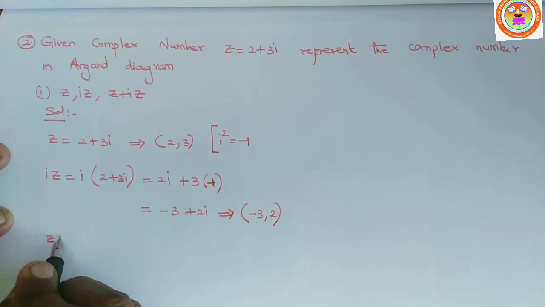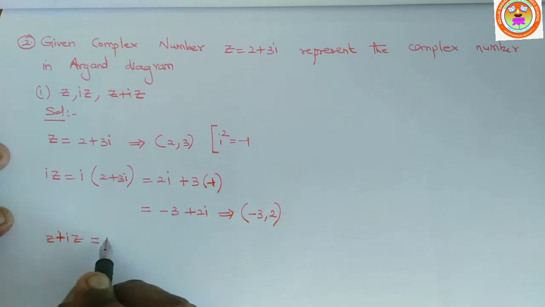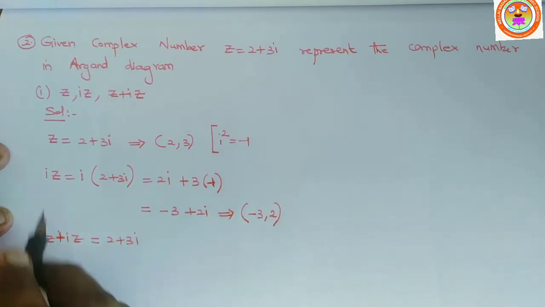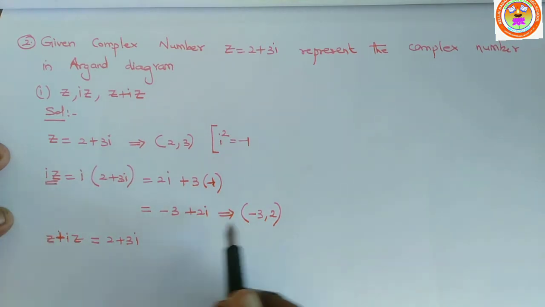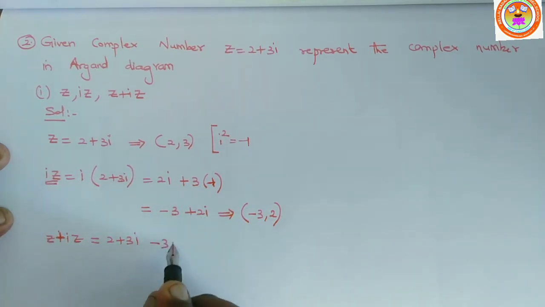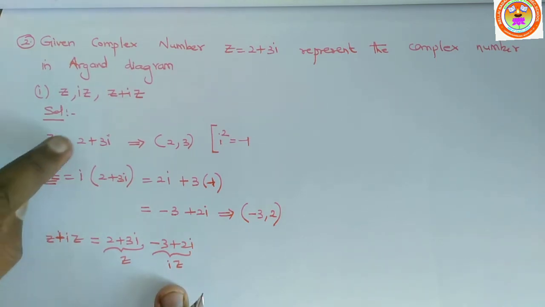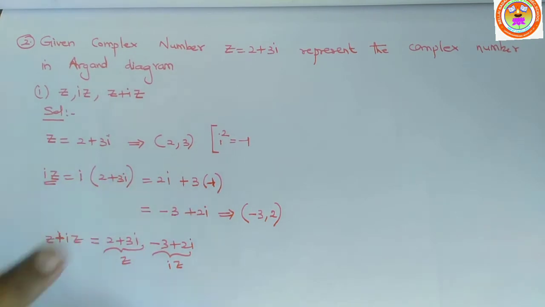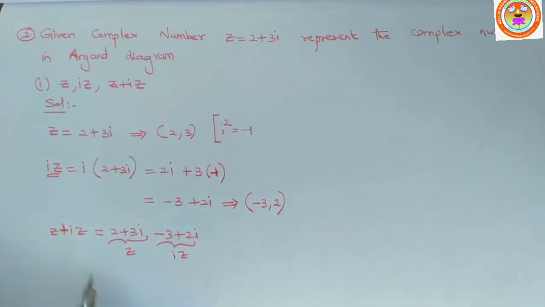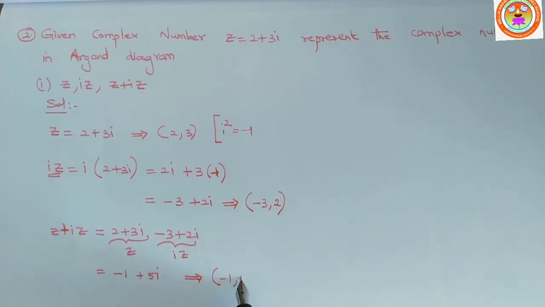The next step, z plus iz. What is the z value? 2 plus 3i. What is the iz value? We have already found the iz value: minus 3 plus 2i. This is z, this is the iz value. z plus iz. So it was very easy, no? You don't need to do i into z once again. 2 minus 3 is minus 1, and 3i plus 2i gives 5i. We can represent the point minus 1 comma 5.